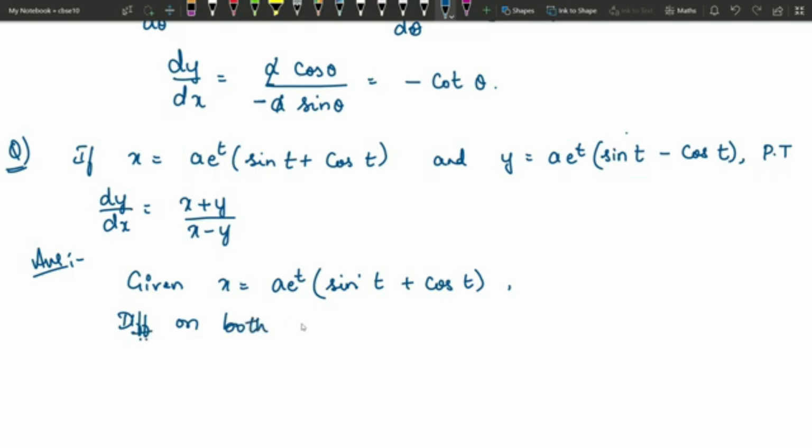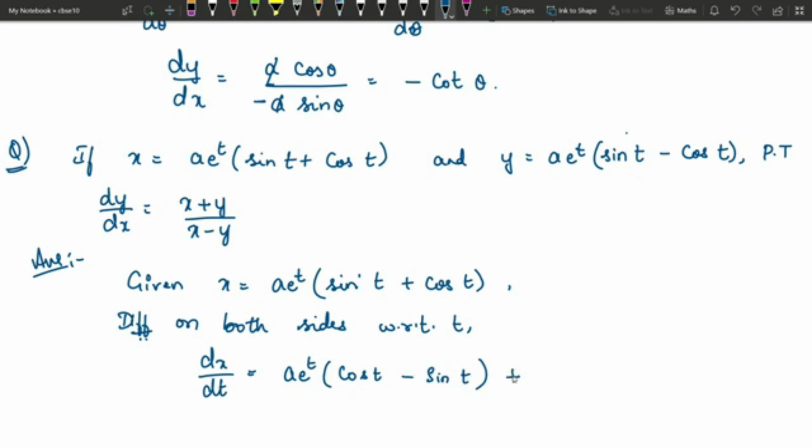The presentation of the answer is very important. So differentiate on both sides with respect to t. So we get dx by dt is equal to, see this is in the product rule form, a into e power t is one function, sin t plus cos t is the other function. So here first function is a into e power t, sin t plus cos t is your second function. Okay, so first function we will write as it is into derivative of second function. So sin t derivative is cos t plus cos t derivative is minus sin t.